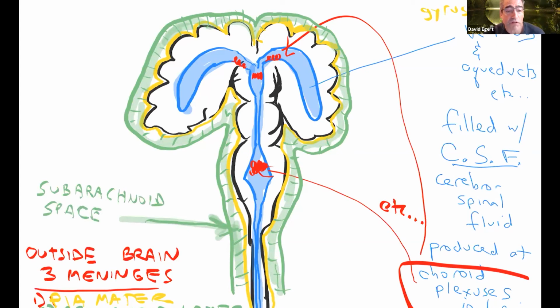That subarachnoid space is actually where the CSF is going to drain into. So there are these little connectors, called either the lateral and median apertures, or the foramina of Magendie and Luschka. But out here in the fourth ventricle, there are these connectors.